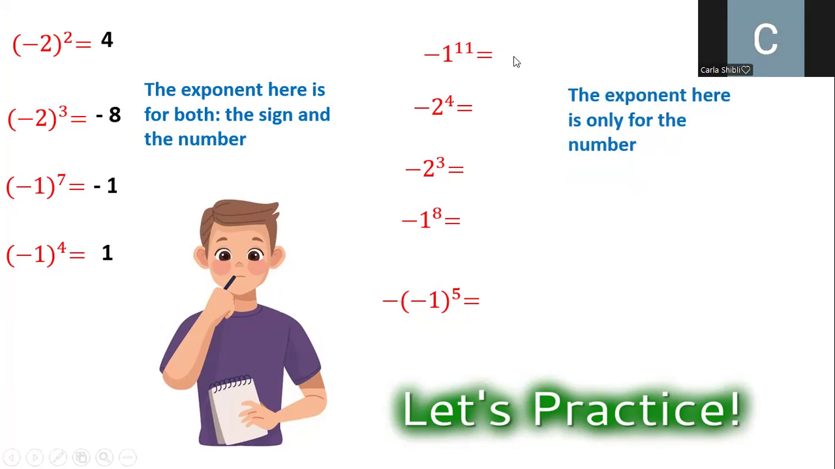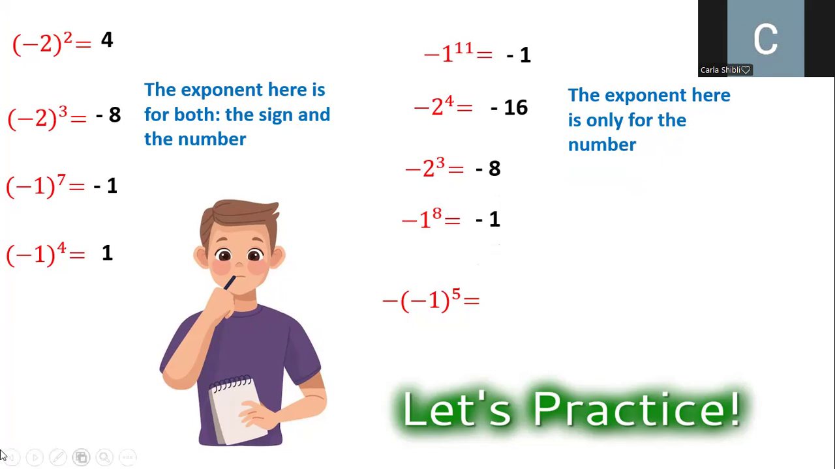So what should I do? I say the minus is written as a minus, and I ask, 1 to the power 11 is 1. Here, it's not a negative base, so I always write minus, so I don't look at the exponent if even or odd as I did here. No, I write minus, and 2 to the power 4 is 16. Minus 2 cubed, I write minus, and 2 cubed is 8. Minus 1 to the power 8, I write minus, and 1 to the power 8 is 1.